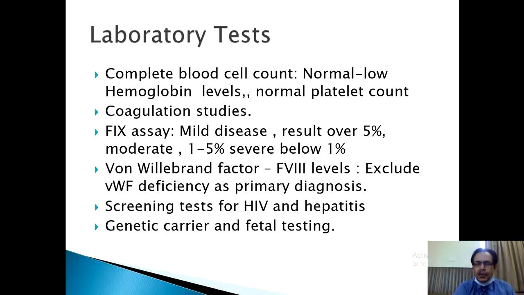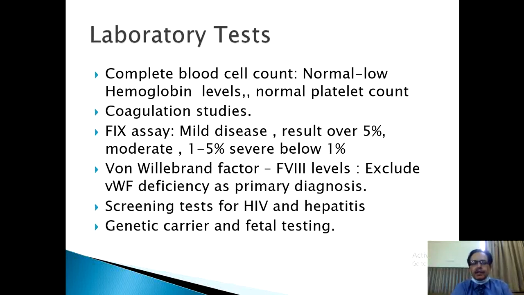If the disease is moderate, then the range of the factor 9 assay will be 1 to 5%, and in severe cases the factor 9 assay will be less than 1%. Okay, so the total range of the factor 9 is 1 to 5%. If around 5%, mild disease; if 1 to 5%, moderate disease; and if below 1%, it is severe disease. So remember the two figures, 1 and 5. Below 1 severe disease, around 5 mild disease, and in between there is moderate disease.